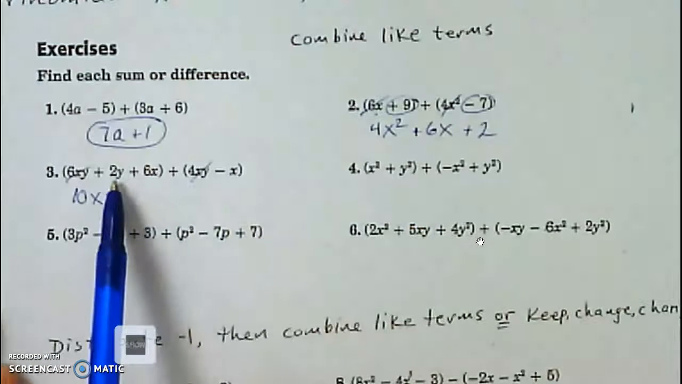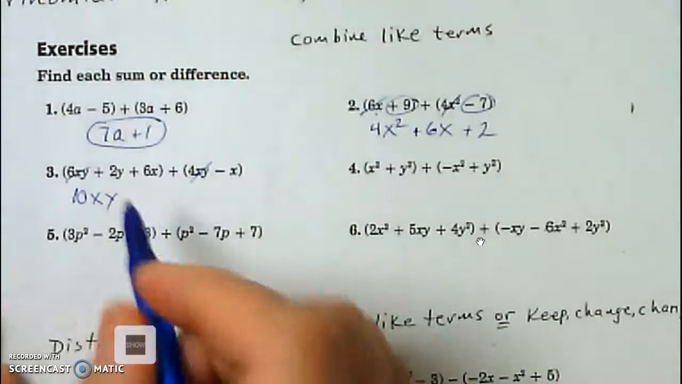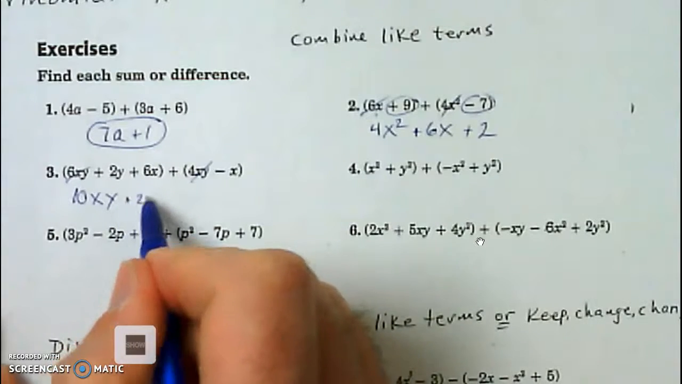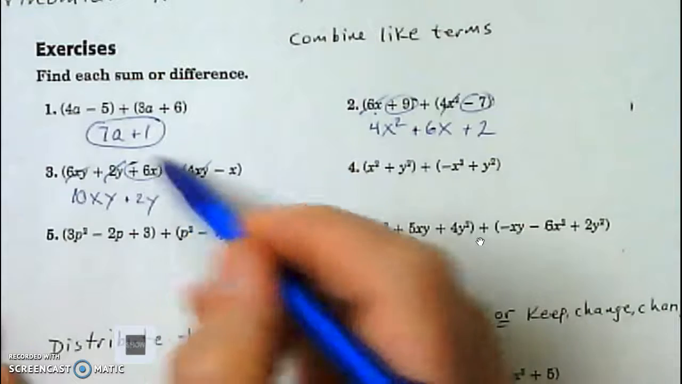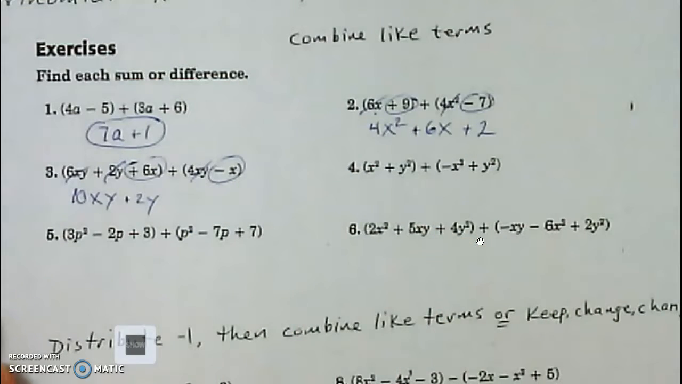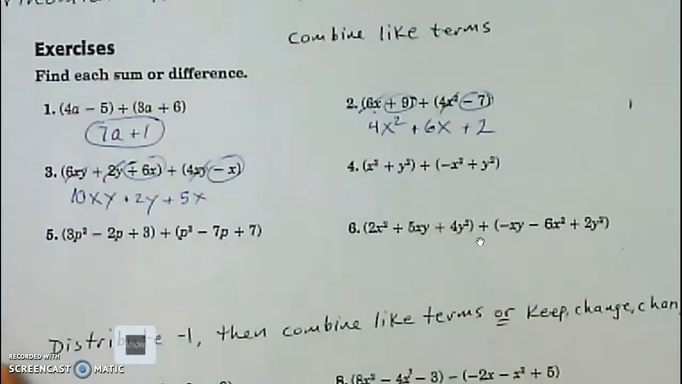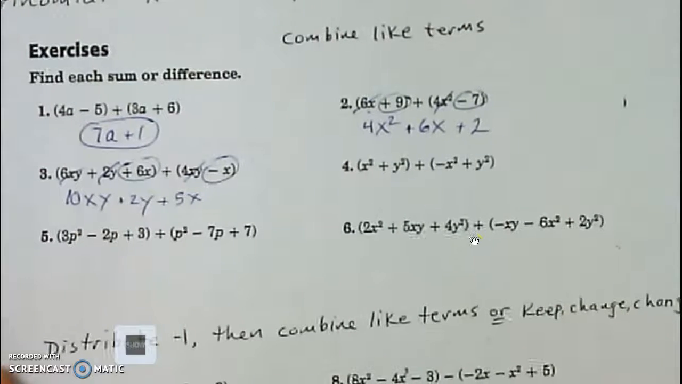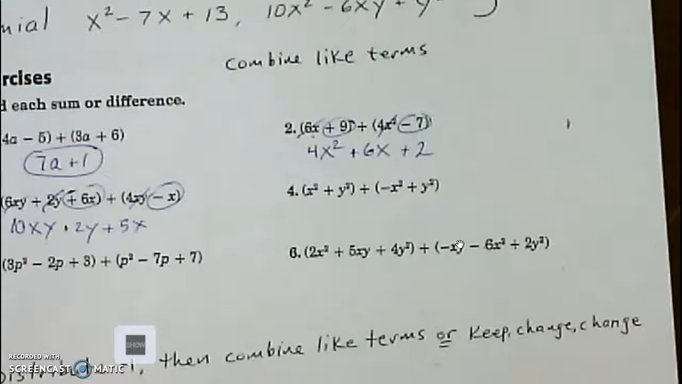Okay, now that's a y term. There is no y term over here. So I'm just going to bring it down, put it in my answer. What's left? We have two x terms. 6 plus -1 is +5, and we're done. So that's really what it comes down to for addition.